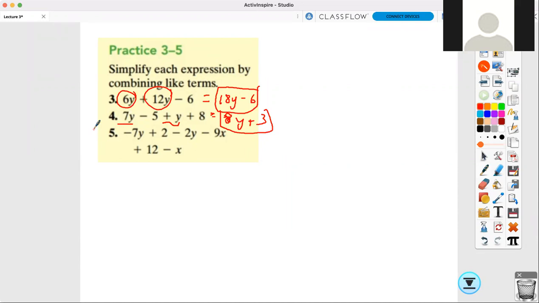You see that, sir? Okay, good. Did you get the +3 though? Okay, good. On number 5, this one was a little intense, right? Because there's a lot of terms going on there. But which one would you focus on first?